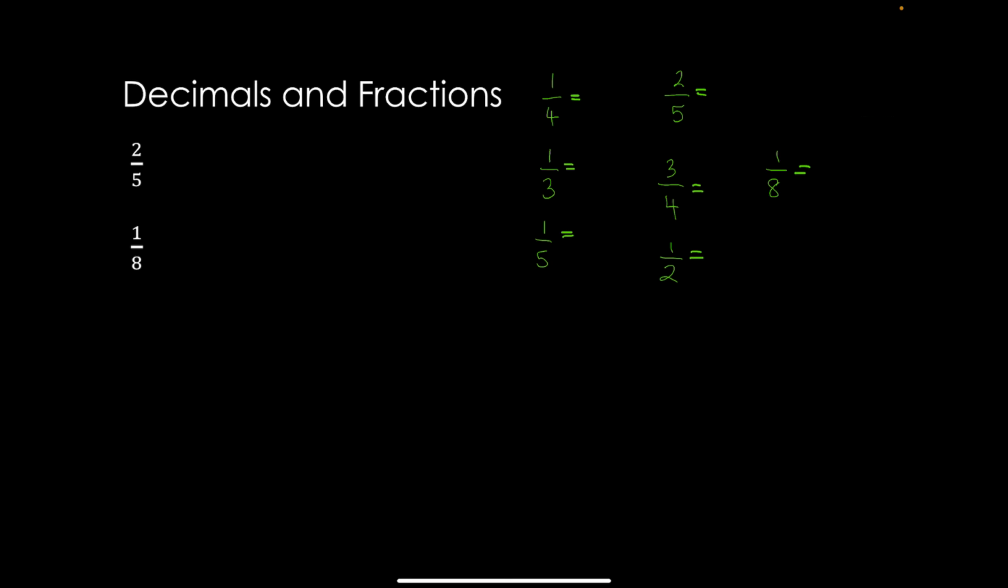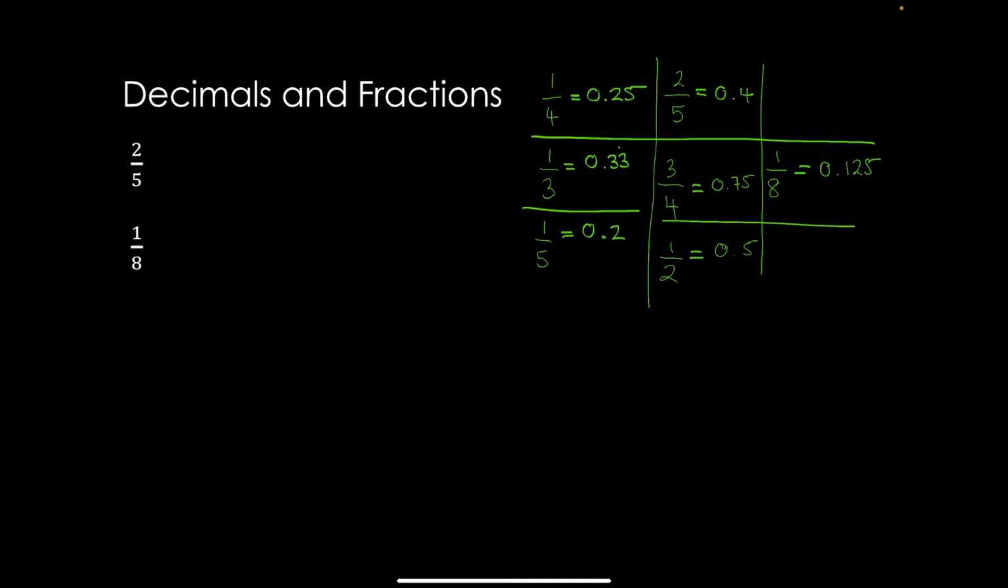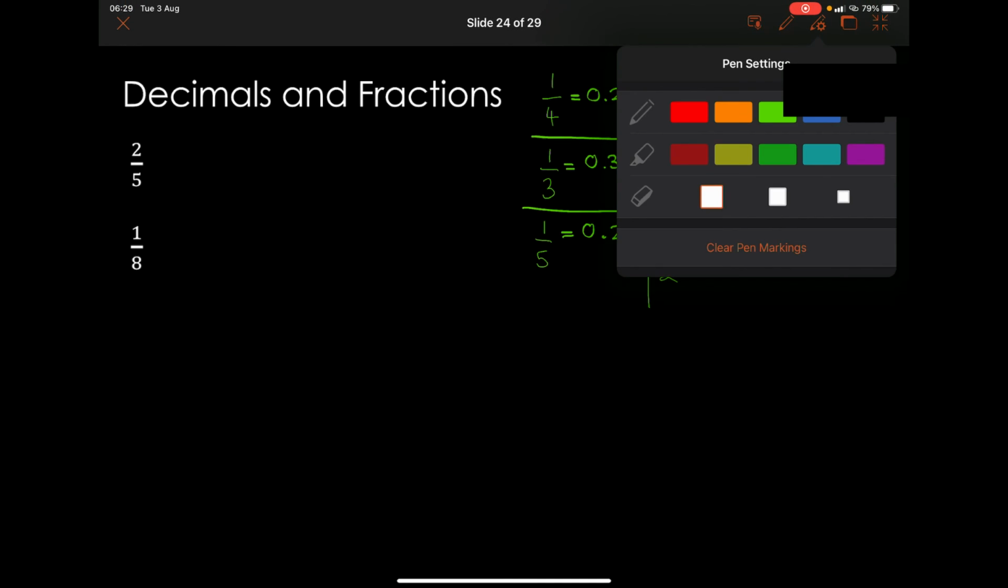So 1/4 is 25%, remember, but as a decimal it's 0.25. A third is 33.3%, or 0.33 as a decimal. A fifth is 0.2, or 20%. 2/5 then must be 0.4. 3/4 is 0.75, and a half is 0.5. An eighth is 0.125. Okay, so try and remember those. It's very important that you learn those by heart. You probably know them already anyway because you've probably done them a million times at school.